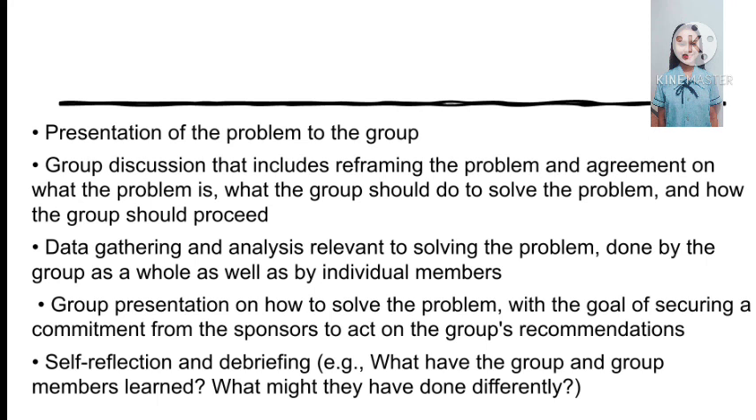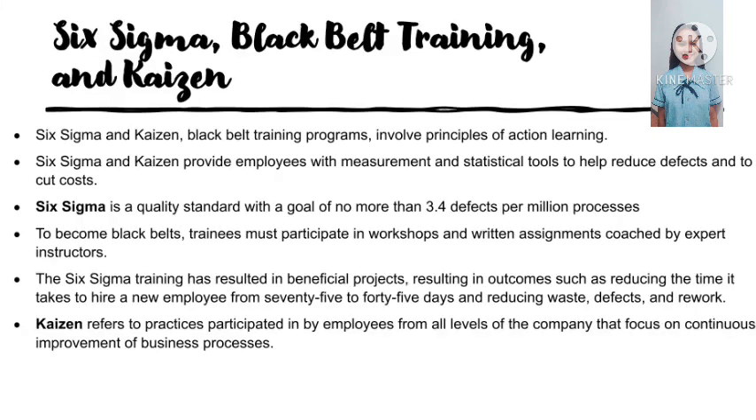So last, self-reflection and debriefing. Example, what have the group and group members learned? What might they have done differently? So next, Six Sigma Black Belt Training and Kaizen.